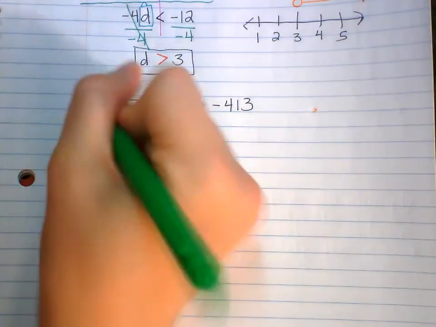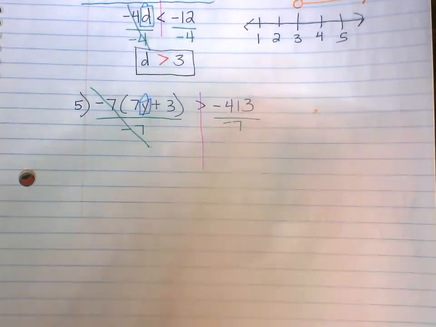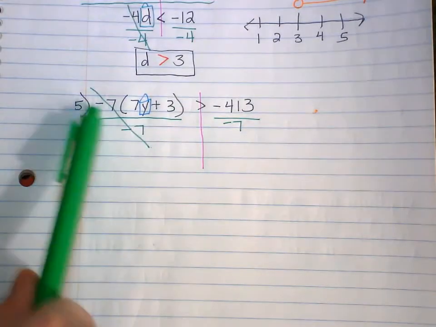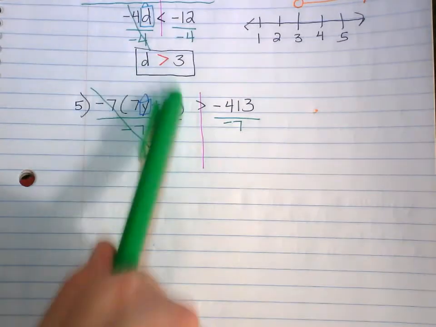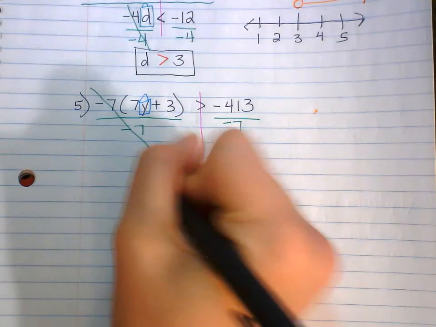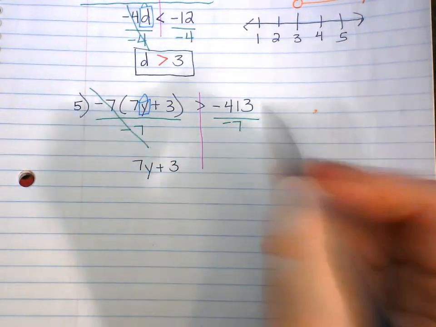Negative 7 divided by negative 7, it goes away. Divide by negative 7. Now, just so you know, if you decided to distribute that throughout and get negative 49y minus 21 is greater than negative 413, you would still end up with the same answer if you solved it correctly. So bring down the 7y plus 3.